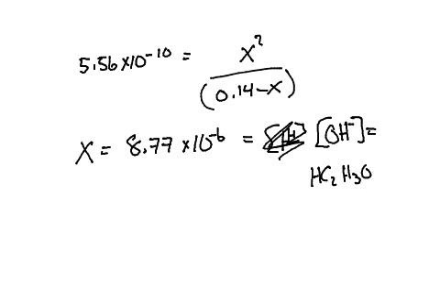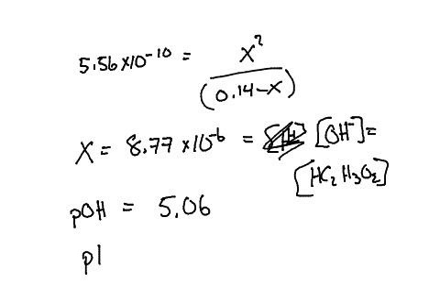I believe the question asks for the pH. It does ask for the pH. So I'm going to find the pOH first. Take the negative log of 8.77 times 10 to the minus 6. And my trusty calculator friend, Mr. Sams. You get 5.06. Therefore, pH is 14 minus 5.06, 8.94. So this is the answer.